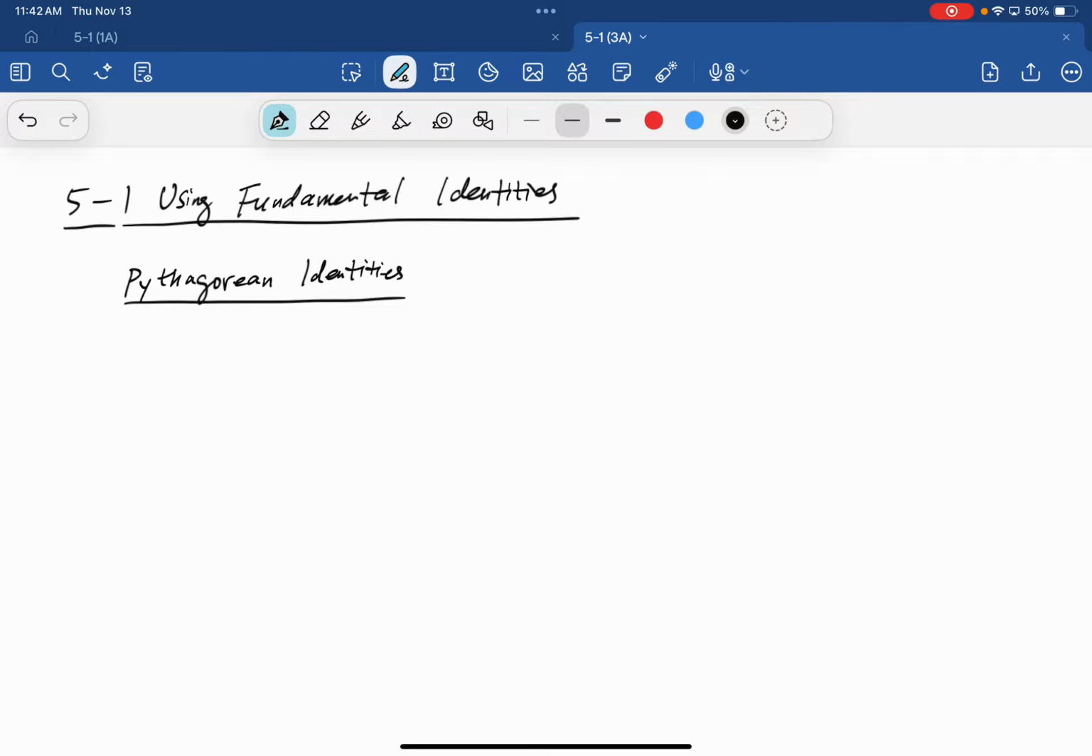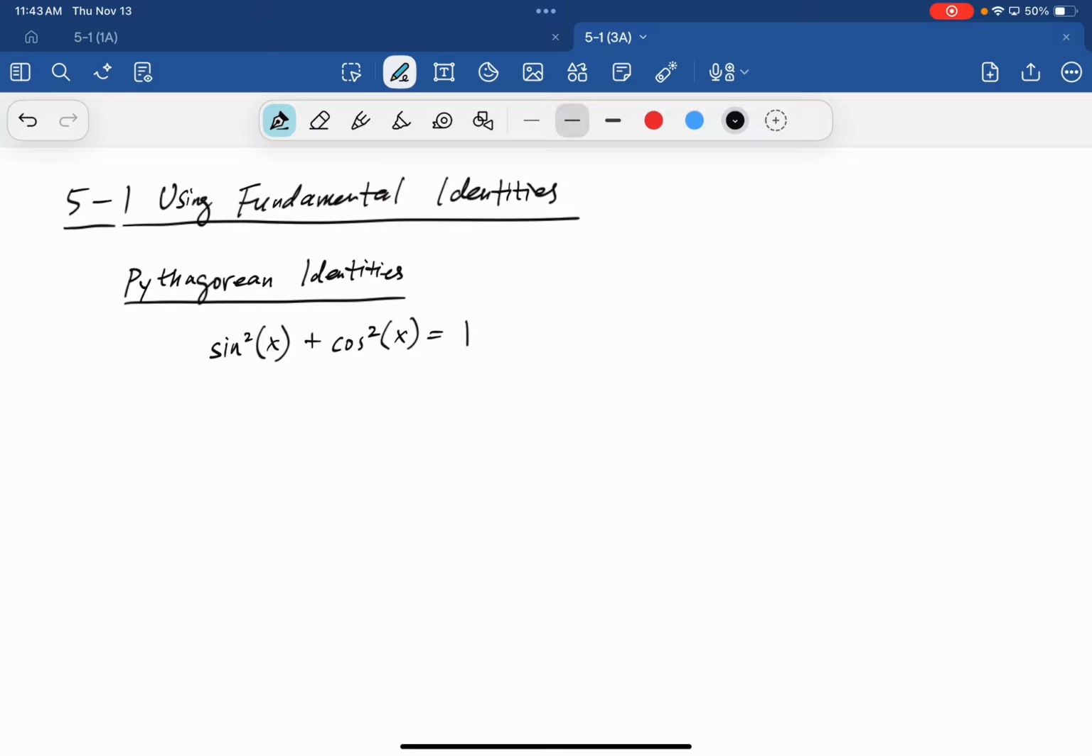The first is the Pythagorean identities. We call these Pythagorean identities because they can be derived very easily from the Pythagorean equation. The first one we've already learned. This is pretty ingrained in our memories. Sine squared plus cosine squared equals 1. That's true for any value of x: sine squared x plus cosine squared x equals 1. And so that's the first one.